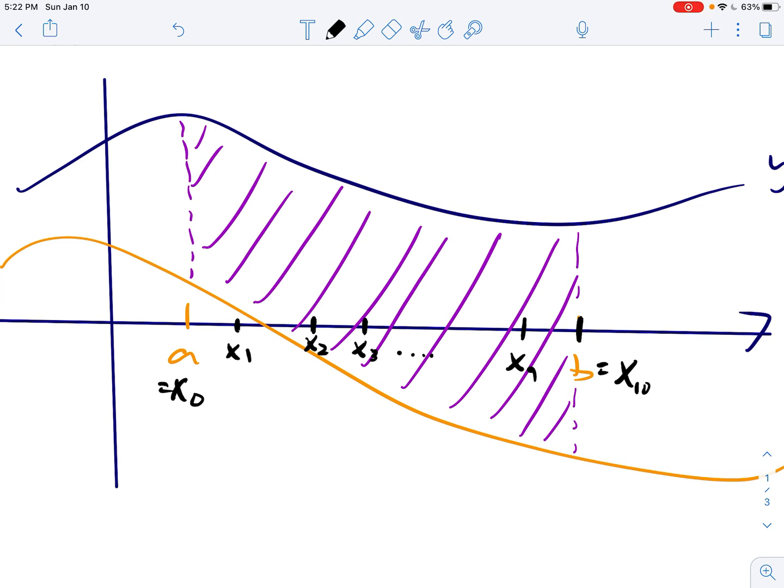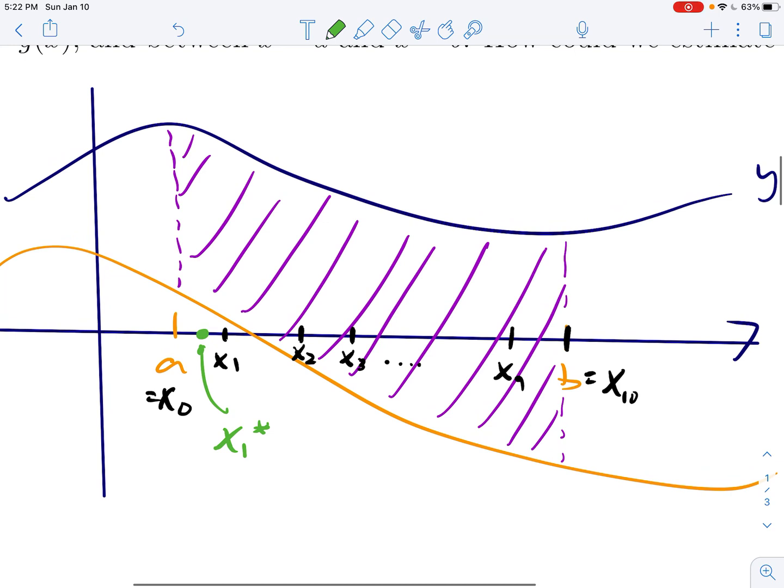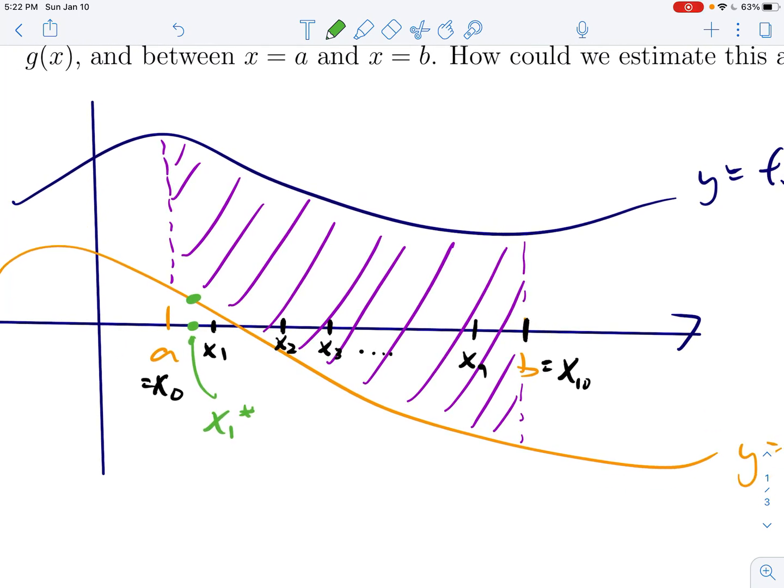And then what I could do is I could draw rectangles. I could pick some point here, and I'll call this x1 star. Again, don't copy this. I am going through a demonstration, and you just need to see where this is going. I could say, all right, well, there's a value here on the graph of g at x1 star. There's a value here on the graph of f at x1 star. And I could build a rectangle like so.